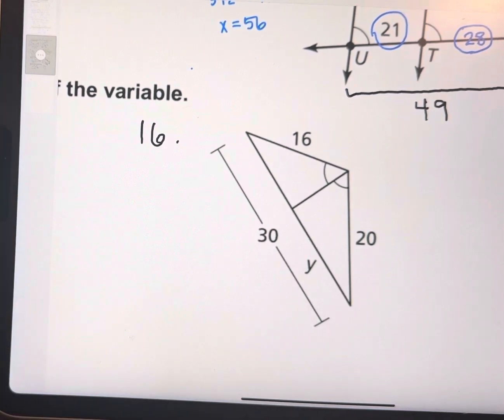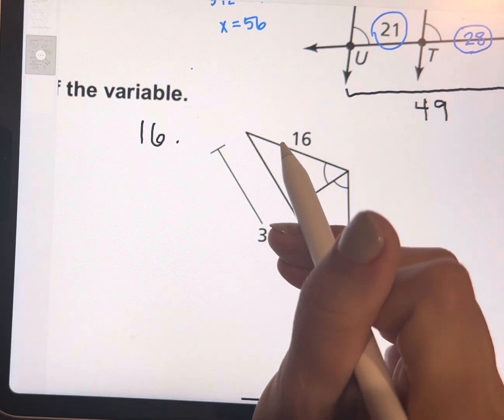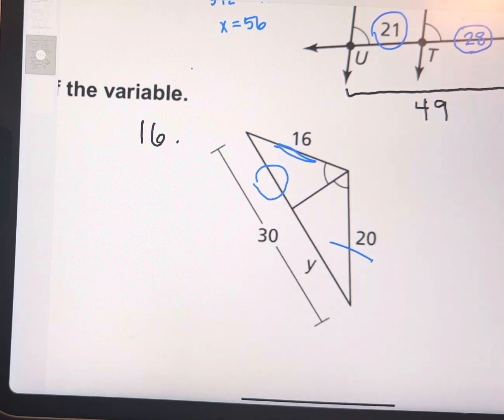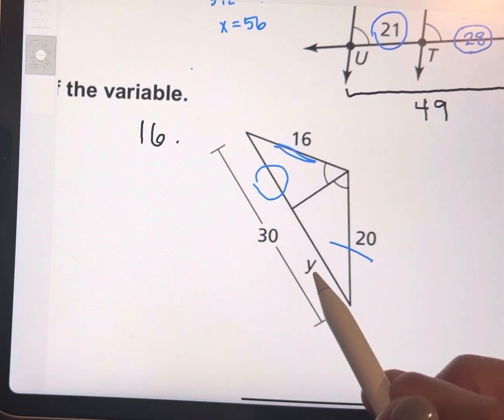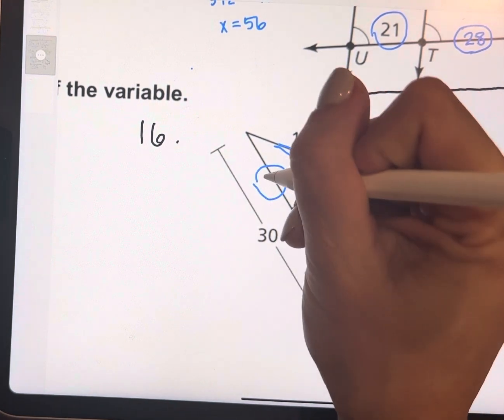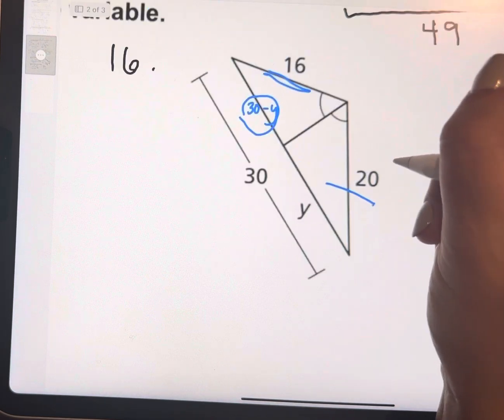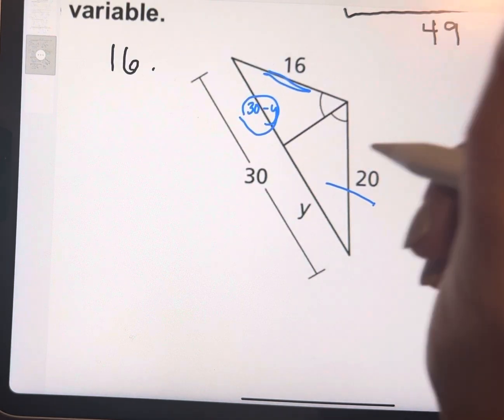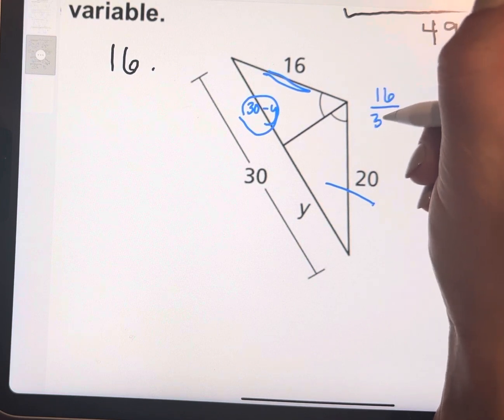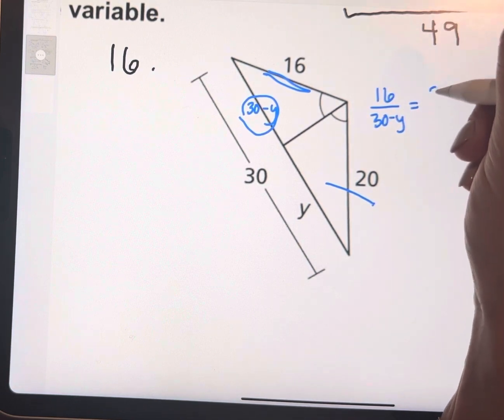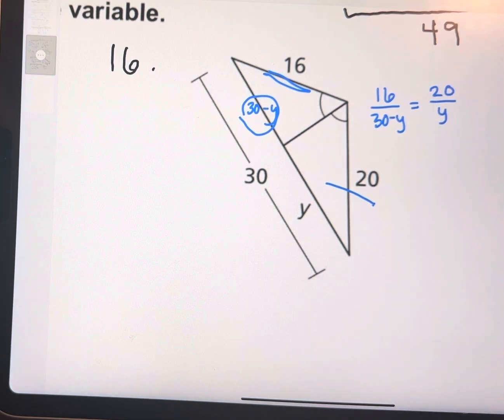Okay, here I am now. Same again, I can put this 20 over that y, and then I'd have to put this 16 over whatever this length is, except that I don't know what that length is. But I do know that the whole thing is 30 and this portion is y, so this guy here is 30 minus y. Yep, and this is going to make for an interesting problem. So we have 16 over 30 minus y equals 20 over y.